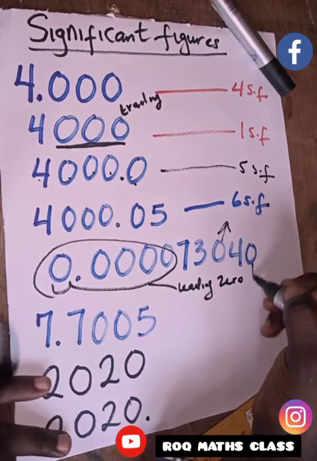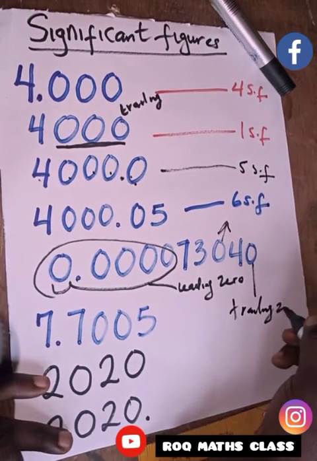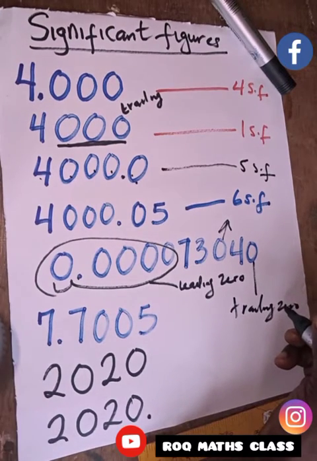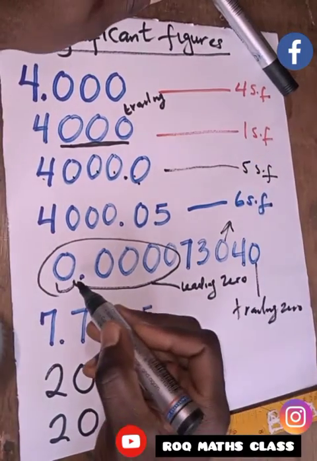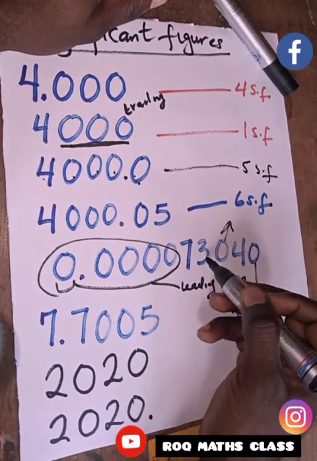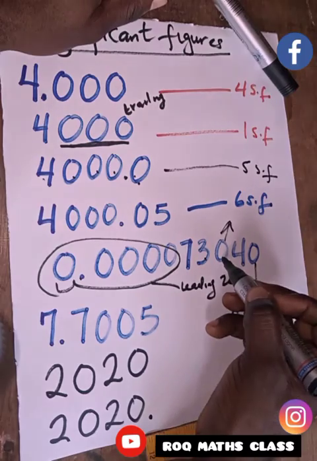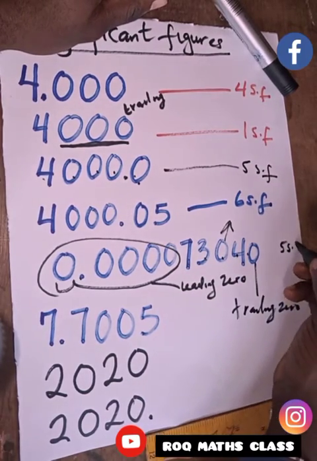And this last 0 is a trailing 0. And this trailing 0 has one condition, which is that we can only count a trailing 0 as a significant figure when we have a decimal point in the number. So we have a decimal point in this number. How many significant figures do you have right now? We have 1, 2, 3, 4, 5. We have 5 significant figures.